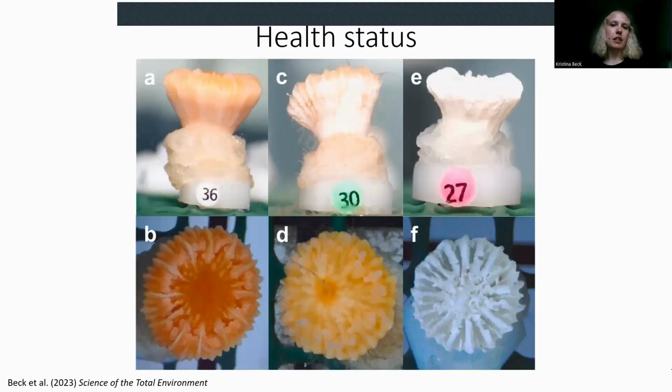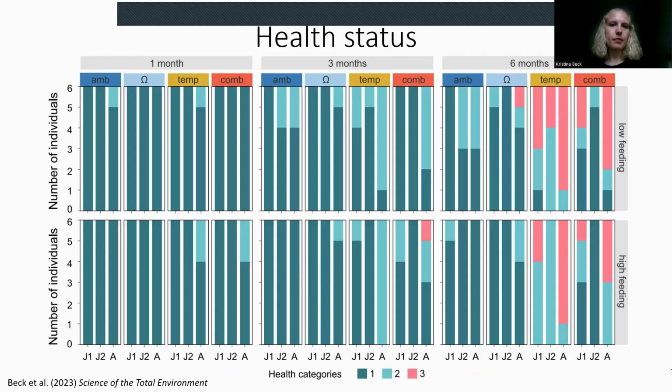And first of all, we had a look at the health status of the corals. Depending on the tissue covered surface area, and how much of the skeleton was covered by tissue during the experiment, we put them into different health categories. So you can see here on the left, it's a coral polyp that is completely covered with tissue, looks quite healthy, whereas on the right side, it's obviously dead because there's no tissue anymore, and you can just see the bare white skeleton that's left.